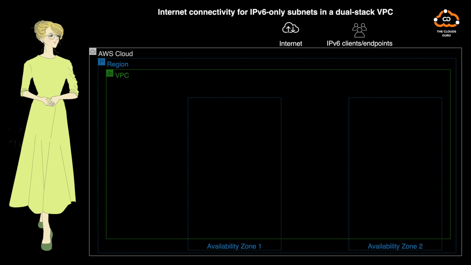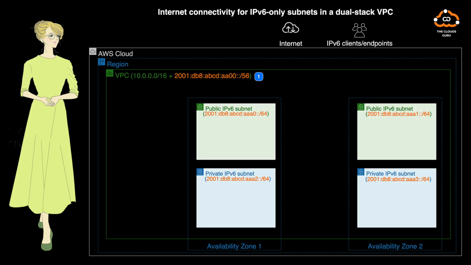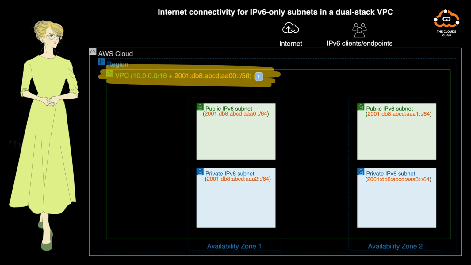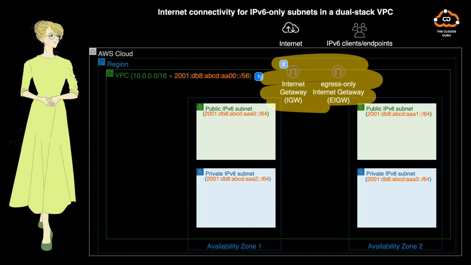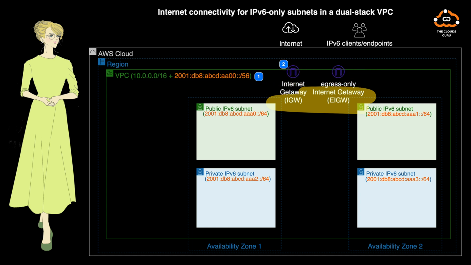Here's the structure in a dual-stack VPC. Starting from your dual-stack Amazon VPC, the primary CIDR is an IPv4, and the secondary IPv6 CIDR is used to create the IPv6 only subnets. Now the Internet Gateway or IGW, and the Egress-only Internet Gateway or EIGW, are attached to the dual-stack VPC. Although the IPv6 addresses are global unicast addresses, you can still create public and private subnets, controlling the IGW and EIGW routing and security group configuration.